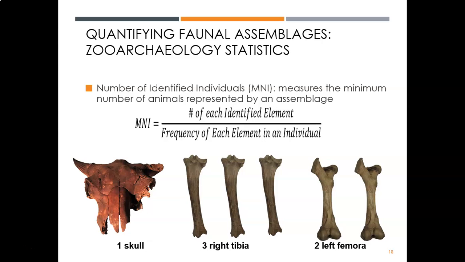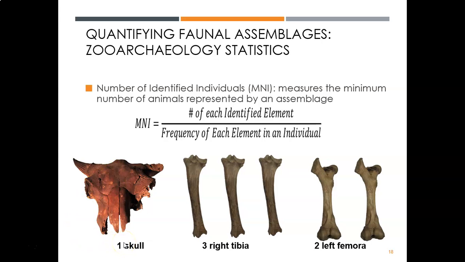Let's talk about how we figure out MNI. Well, the formula for MNI is we take the number of each identified element for that taxa and we divide it by the frequency of each element in an individual. So skulls, figuring out the MNI of an individual based on skulls is pretty easy because we know for mammals that you should only have one skull, right? So if you have one bison skull, as we do in our example here, we divide it by 1. That means that the MNI of bison is 1.